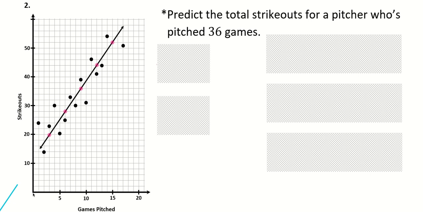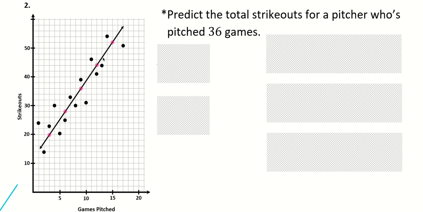So the fact that that is a point on our line of best fit here doesn't make a whole lot of sense, does it? In the context of, if you pitch 0 games, you start off with 12 strikeouts? I don't know. That doesn't seem to make a lot of sense. But anyway, the actual question here is, once again, a prediction. Predict the total strikeouts for a pitcher who's pitched 36 games.